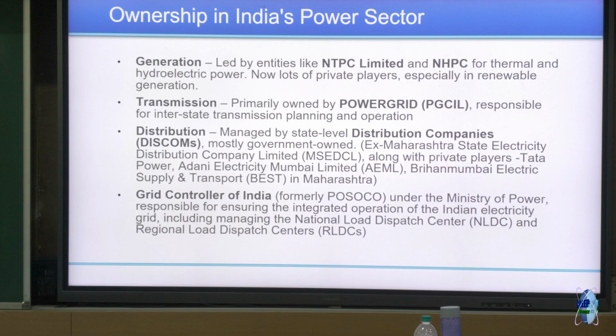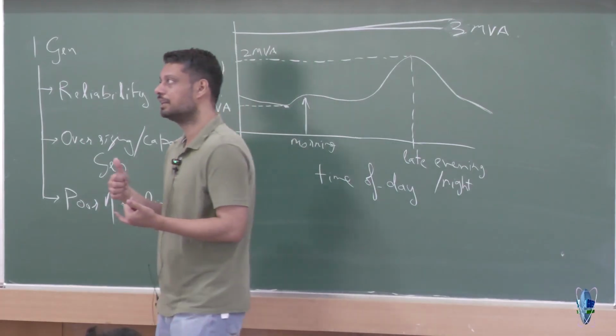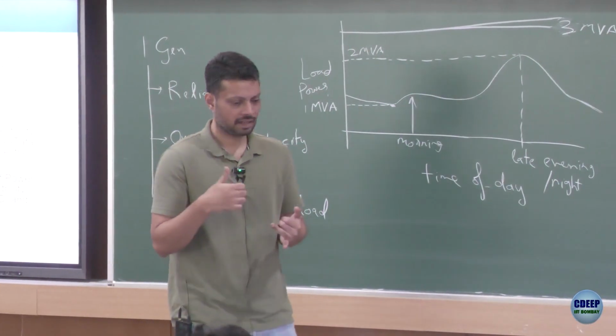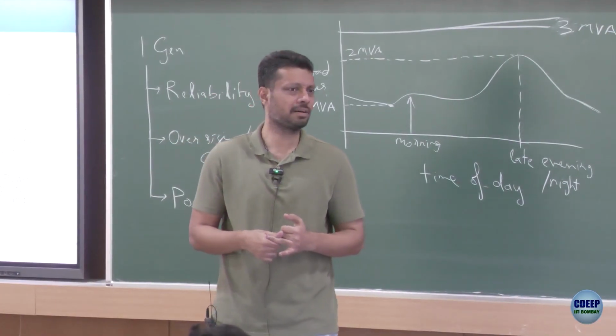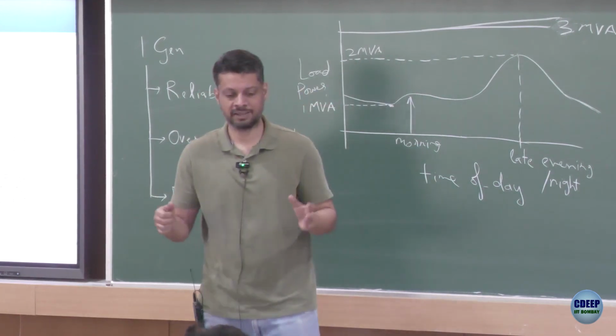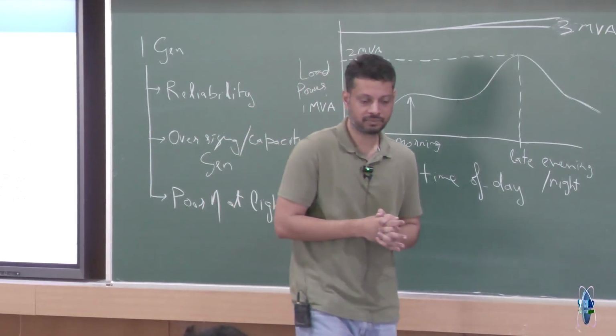So, that is predominantly coal, predominantly thermal, and then NHPC predominantly hydro generation, and now a lot of private players as well, especially in renewable generation, right. So, in solar you would have heard of Adani, and there are a lot of other companies in solar power generation and so on. So, a lot of private players with smaller capacity in renewables as well.